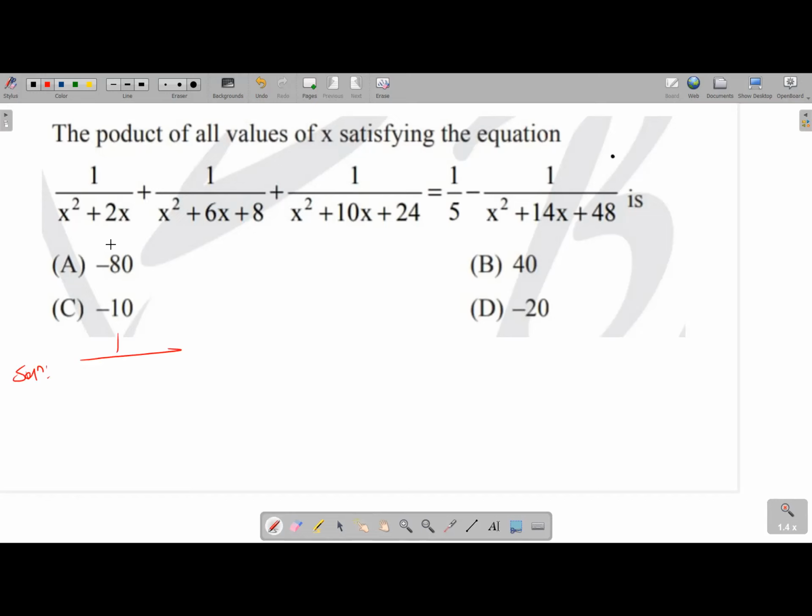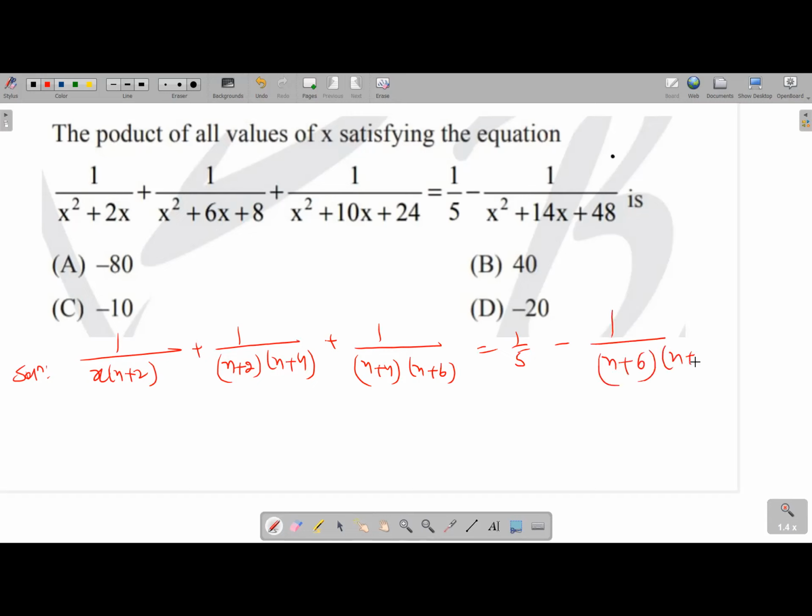So just take x common from here. So this is x into x plus 2. If you factorize this thing, it will be x plus 2 into x plus 4. If you factorize this, it will be x plus 4, x plus 6, 1 by 5 minus. Factorize this as well. So x plus 6 into x plus 8. I hope everyone should be comfortable with this factorization.